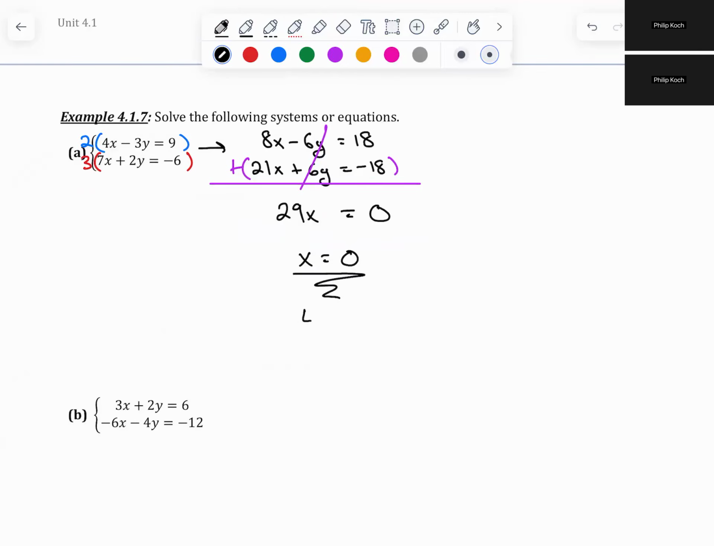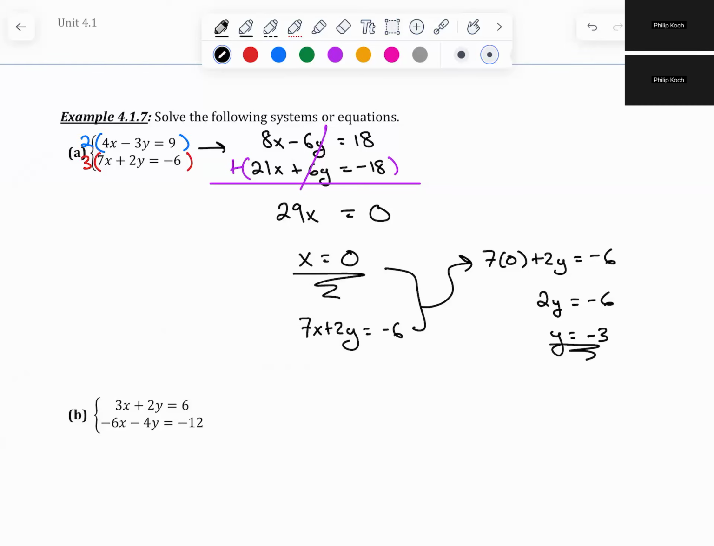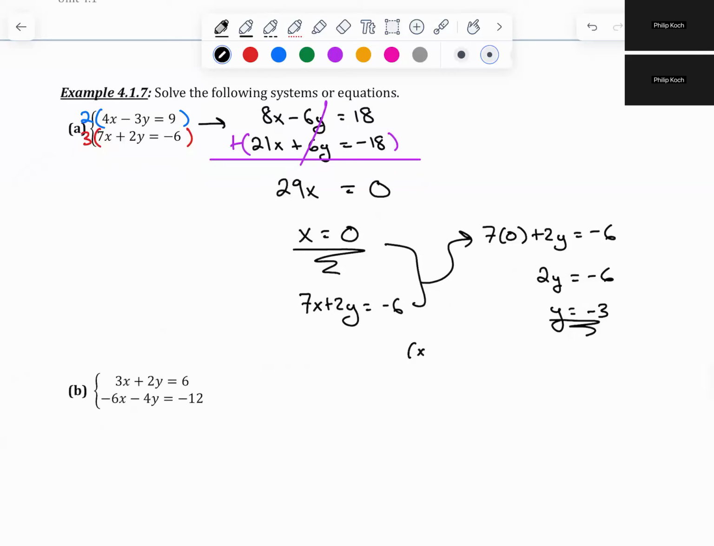So I'm going to take the 7x plus 2y equals negative 6. And in conjunction with the fact that we know that x is equal to 0, I plug in 7 times 0 plus 2y is equal to negative 6. That gives me 2y equals negative 6, which gives me y equals negative 3. So the answer is x comma y equals 0 comma negative 3. The solution is the coordinate point 0 comma negative 3.